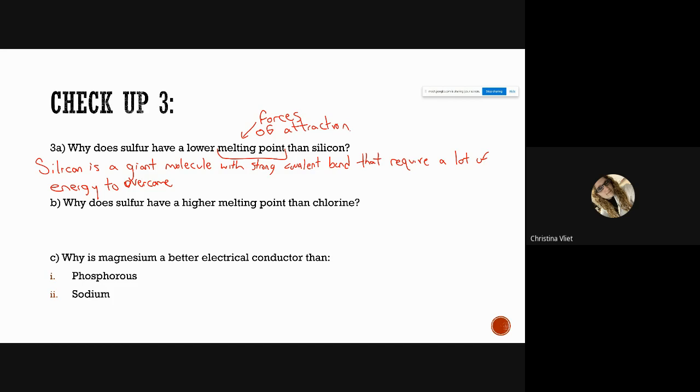All right, so it requires a lot of energy to overcome. How many marks have we said so far? Maybe 2, depending on how they credit them. But what else do we have to say? We definitely have not finished this statement. What else do we need to say? Whereas sulfur only has dispersion forces, which are much weaker.